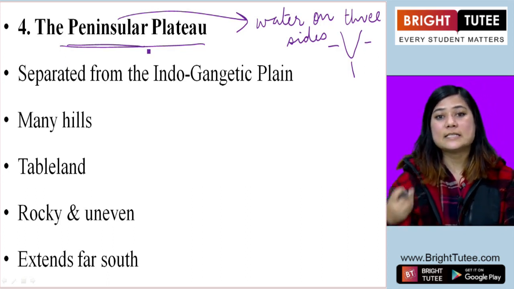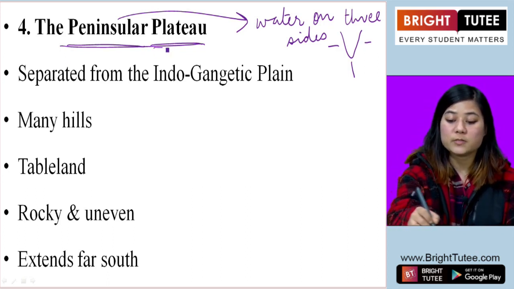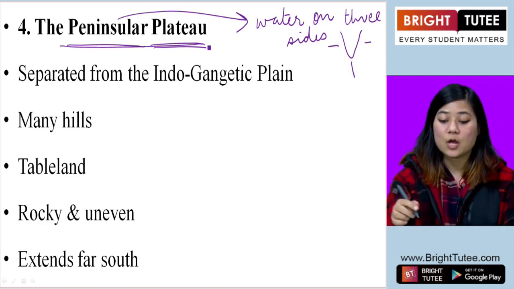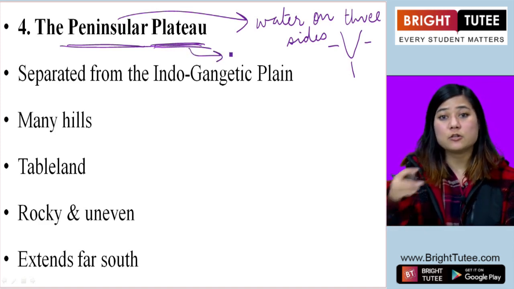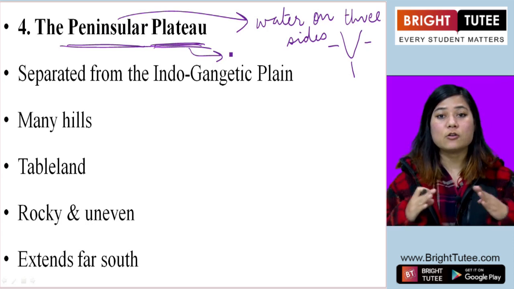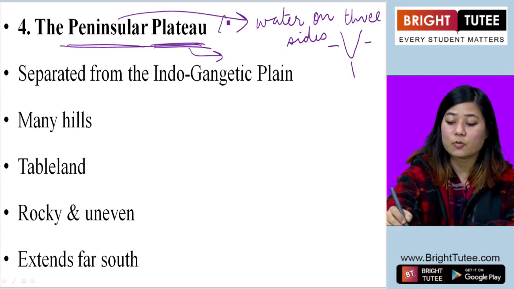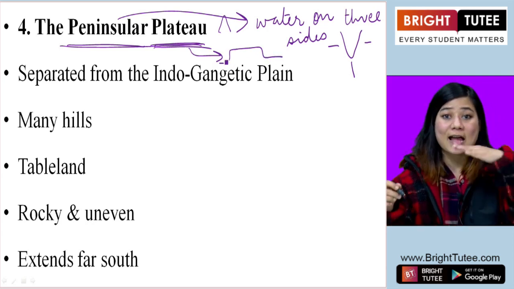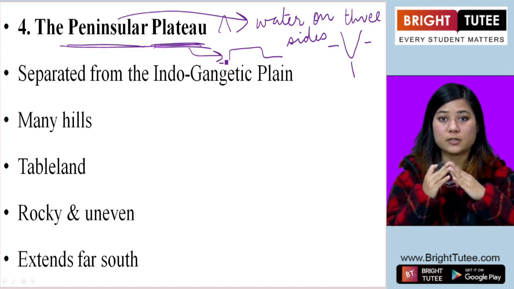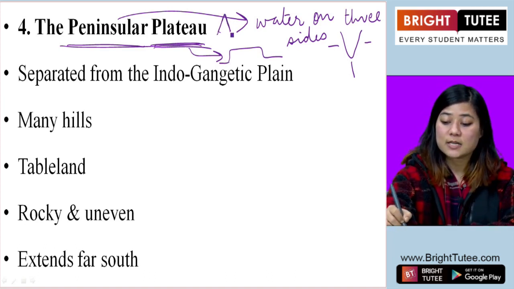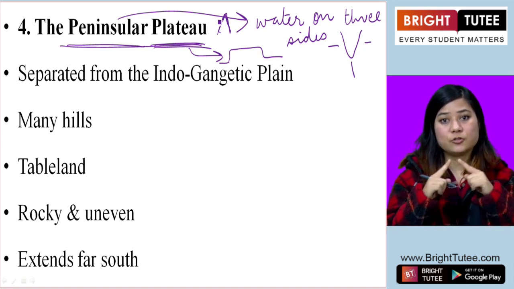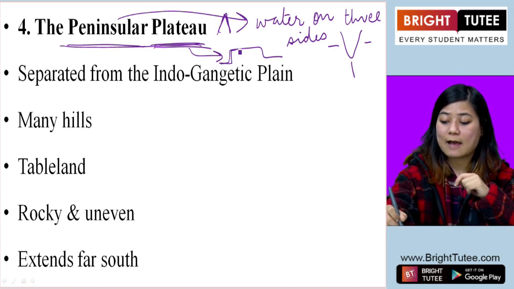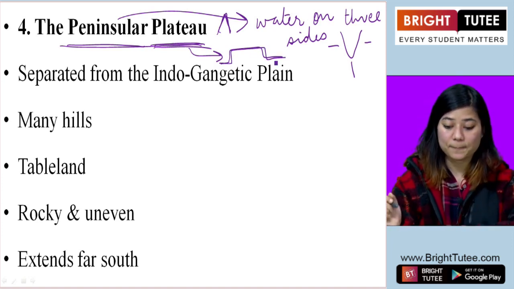But not only is it a peninsula, it also forms a unique kind of landscape which is called a plateau. Plateaus are landscapes which look like a tabletop. They are not conical like mountains. Mountains are conical, but plateaus are like tabletops. They are flat at the top. They are not conical, they are not angular. The mountains, the Himalayas, are conical. They are pointed towards the top, but the plateaus have a flat surface on top.